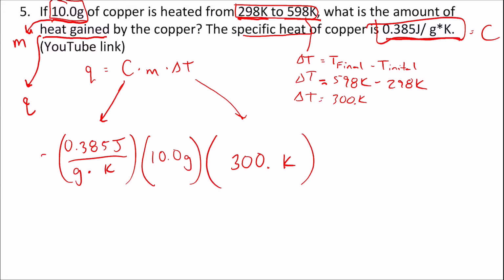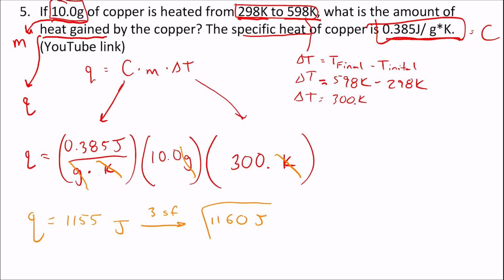The next thing we do is figure out what's going to cancel out. In this case, we have grams and grams, Kelvin and Kelvin, so the only thing that's left is going to be joules. For this problem, we multiply them all together. We get in our calculator somewhere around 1155 joules. Then we have to figure out the sig figs. Everything had 3 sig figs, so we're going to round this to 1160 joules. And that would be our answer for this.